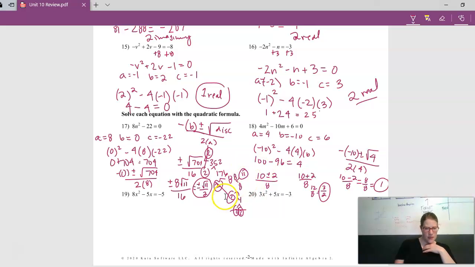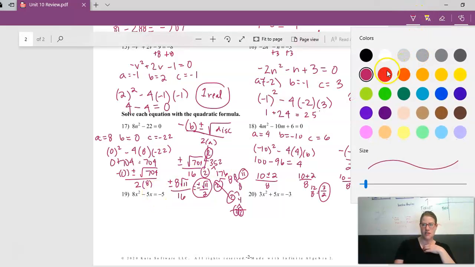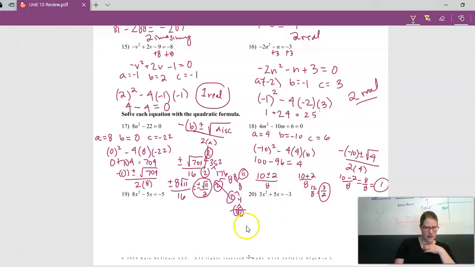Okay, last two. This one, number 19, is not in standard form. And so we're going to go ahead and change it to standard form. I'm going to change colors just because my writing is kind of leaked here and I don't want to get confusing. All right, so let's first start by adding 5 to both sides of the equation. So 8x squared minus 5x plus 5 equals 0. Now I'm going to just write down what a, b, and c are. So a is 8, b is negative 5, and c is 5.